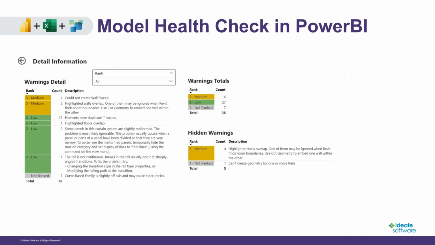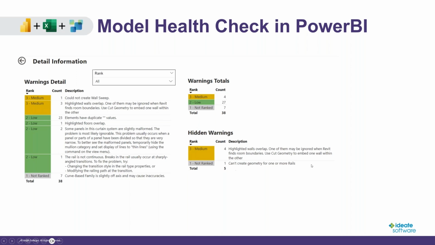Then these are the warnings. Remember, we talked about warnings being ranked. So this tells you, by the way, there are 23 of these low ranked warnings. There are 3 of this medium ranked warning, and it also tells you the description. These are just highlighted walls overlapping, and these are metrics on the totals of what's happening in your model.